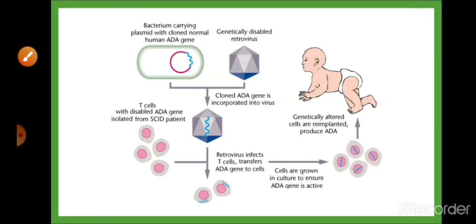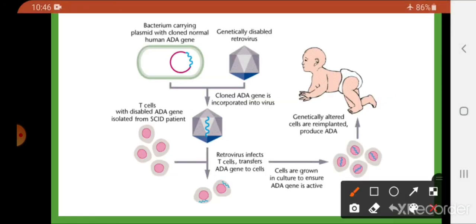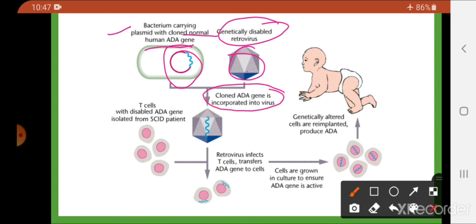See students, यहाँ पे ये complete technology दी गई है. The bacterium carrying a plasmid with a cloned normal ADA gene. This is a plasmid which contains the ADA gene and this is a genetically disabled retrovirus के जिसमें से pathogenicity remove की गई है. Now ये process कैसे करते हैं? The cloned ADA gene is incorporated into virus. बैक्टीरिया जिसमें प्लाज्मिड होता है, ये प्लाज्मिड के पास कौन सी जीन होती है? ADA gene. This will be introduced into a virus.